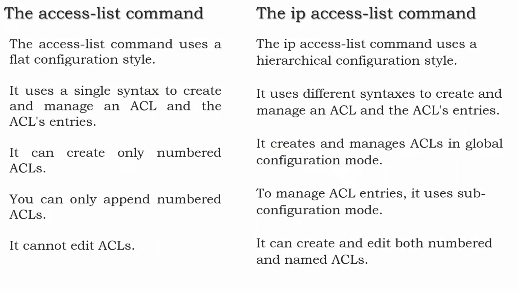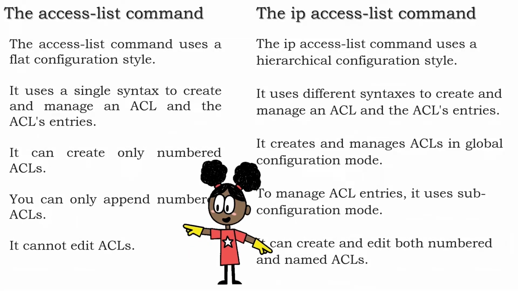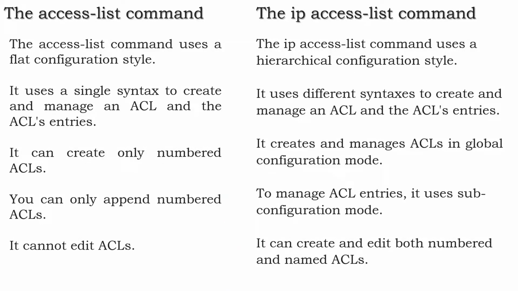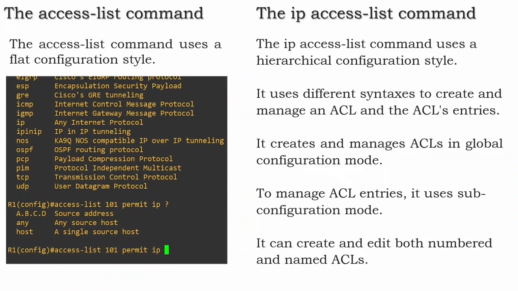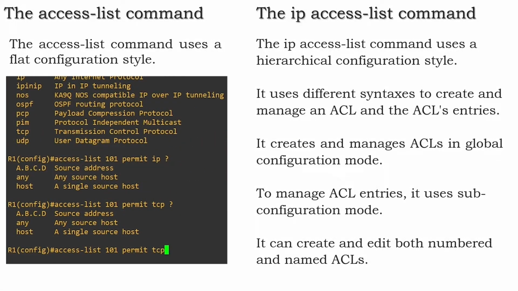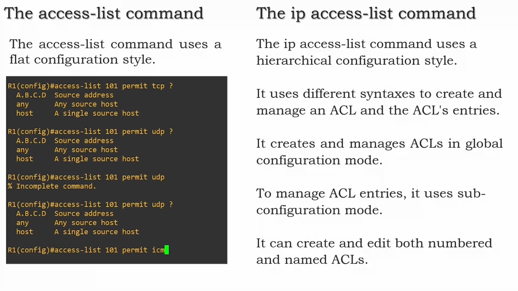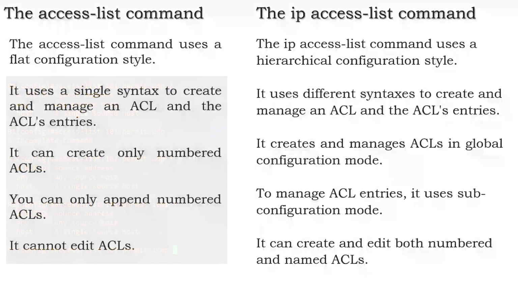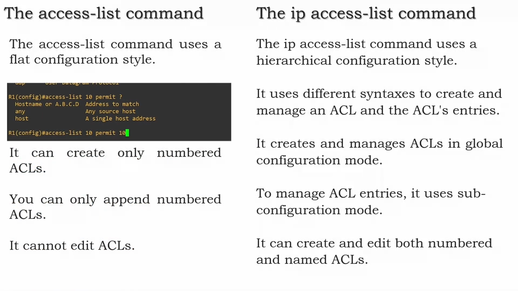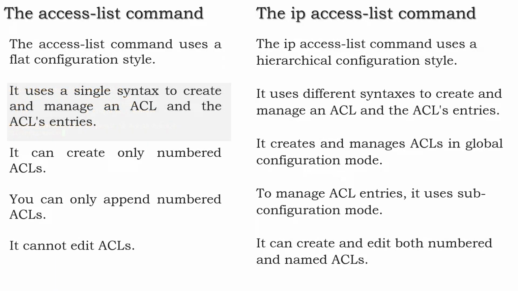Let's understand the main differences between the access list and the IP access list command. Both commands use different configuration styles. The access list command uses a flat configuration style. It uses a single syntax to create and manage an ACL and the ACL's entries. It can create only numbered ACLs. You can only append numbered ACLs. You cannot use it to edit ACLs.